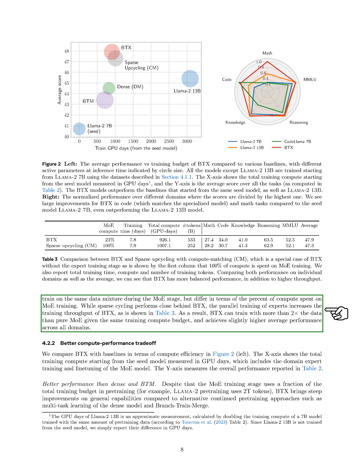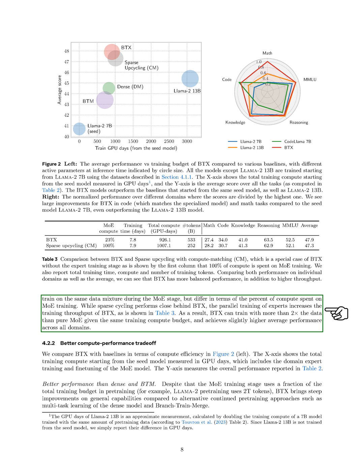Section: Better compute performance trade-off. In this section, we compare our BTX model with baseline models in terms of compute efficiency. The x-axis in the plot shows the total training compute starting from the seed model, measured in GPU days, while the y-axis represents the overall performance. BTX outperforms dense and BTM models in terms of performance. Despite using a fraction of the total training budget during the MoE training stage, BTX shows significant improvements in general capabilities compared to other pre-training approaches like multitask learning of the dense model and branch-train-merge.